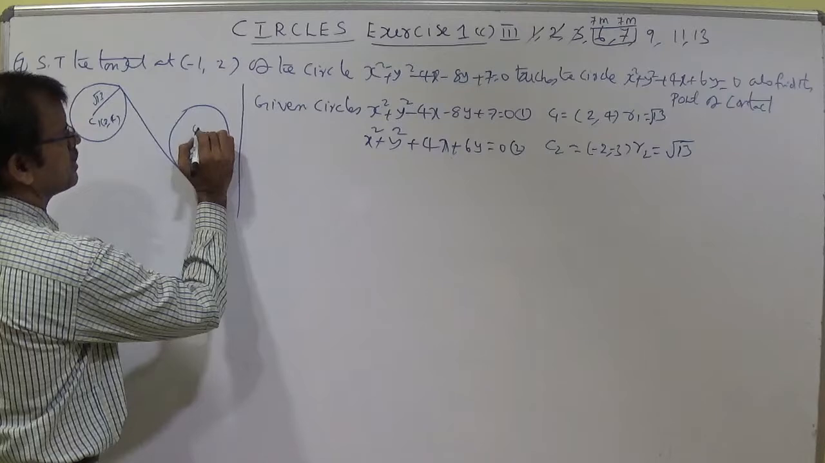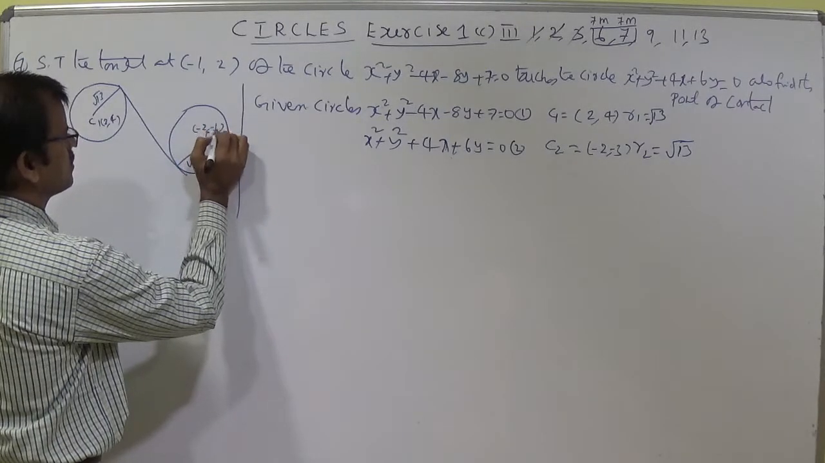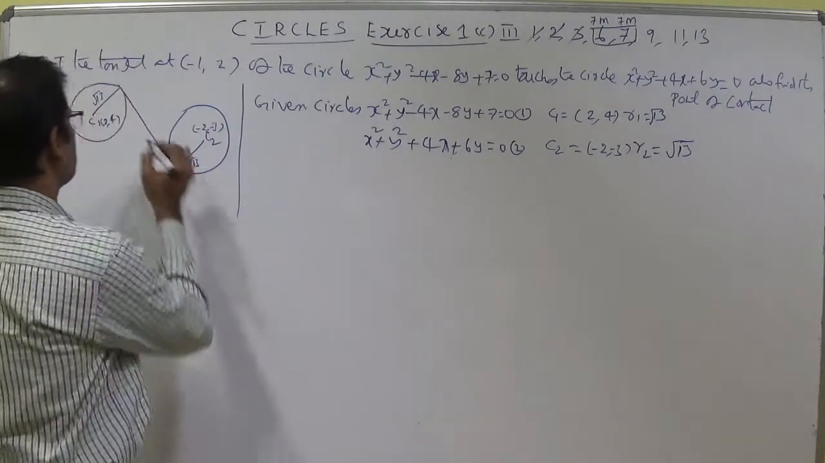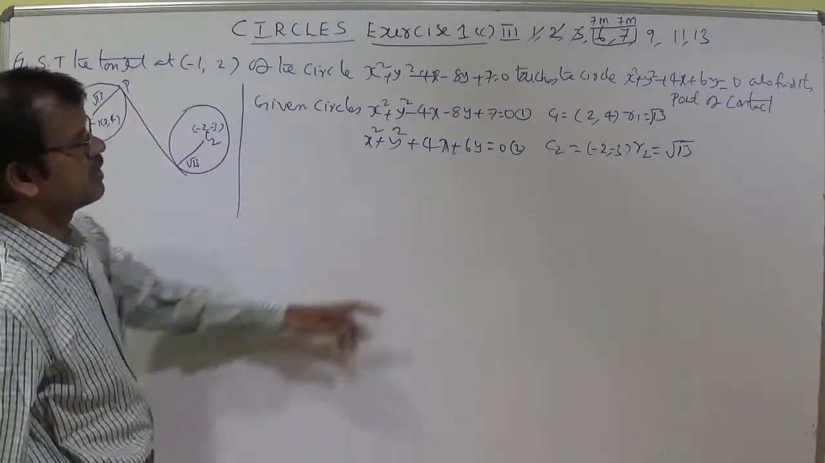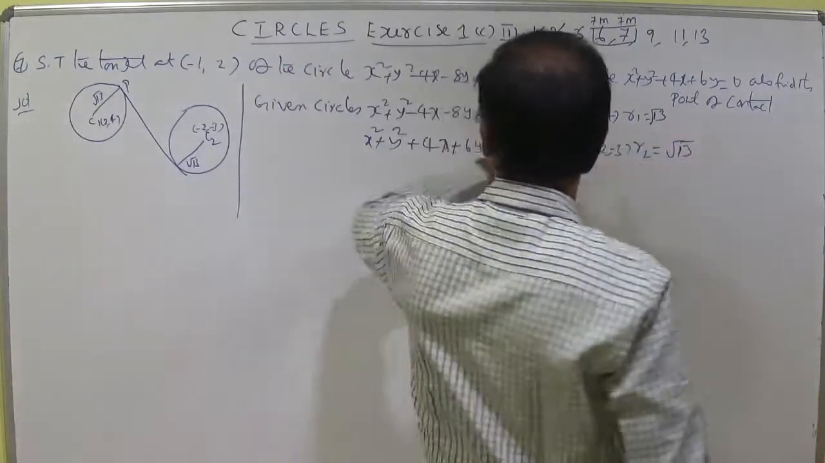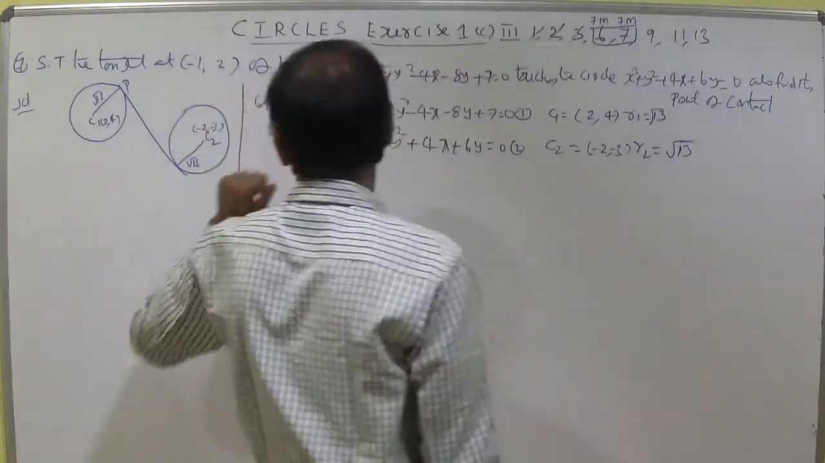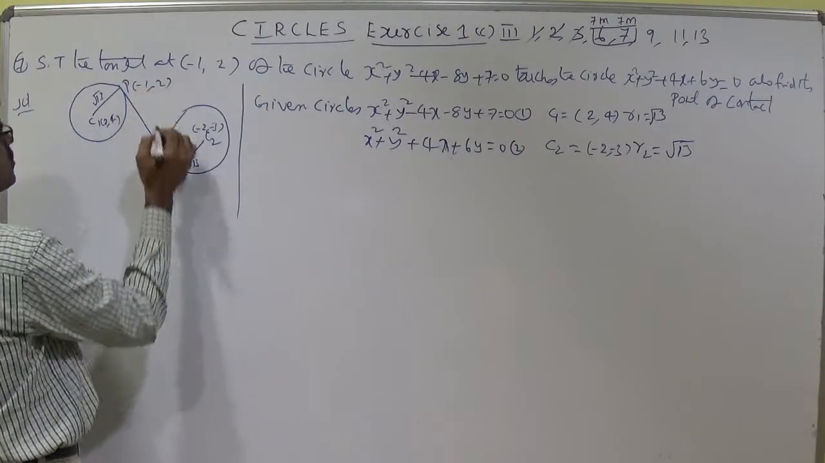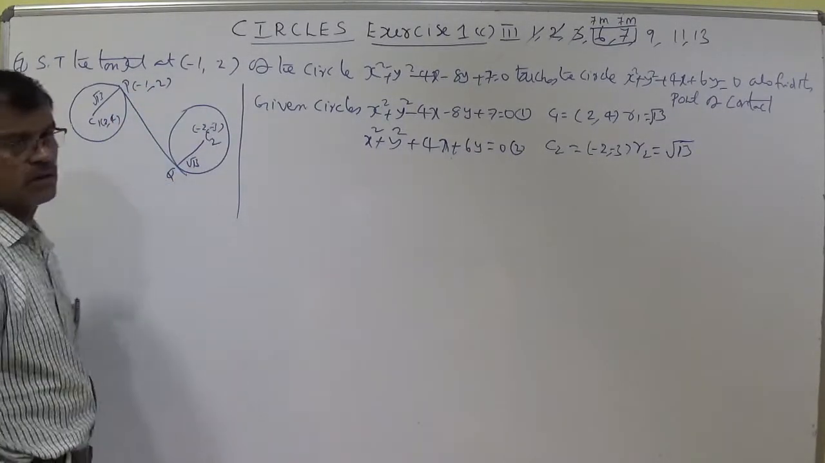C2 is (-2, -3). Okay. Equation of tangent, put here P. The point is given as (-1, 2). This one you should calculate.